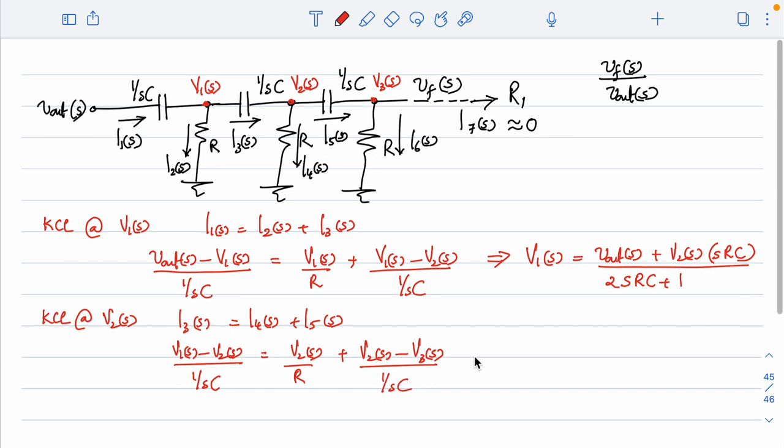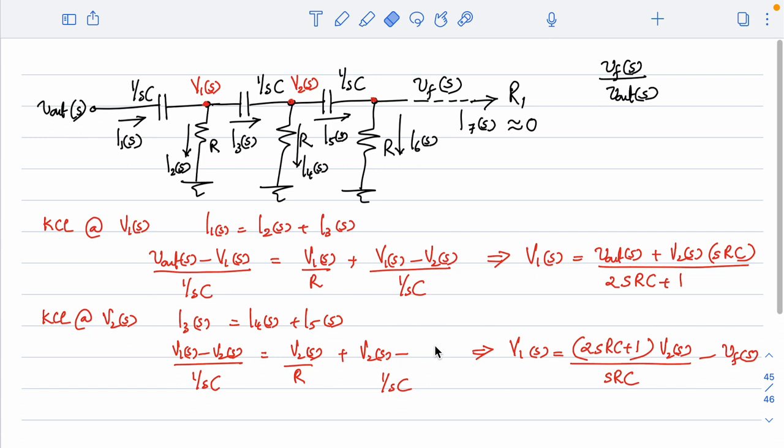So from here also, I will write in terms of V1 of S, because I need to eliminate, I may need to do it twice. So if I write in terms of V1 of S, I can write it as 2SRC plus 1 into V2 of S divided by SRC, minus Vf of S. It is not V3, V3 is nothing but Vf, right? So no need to write it as V3. V3 is nothing but Vf here.